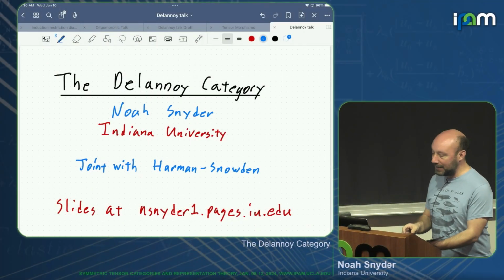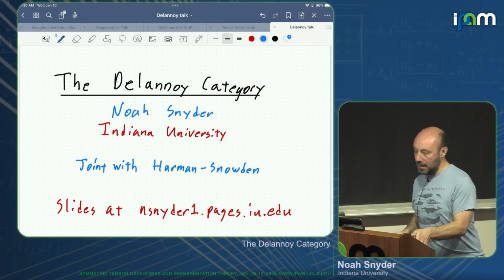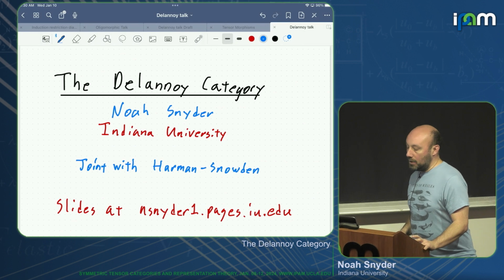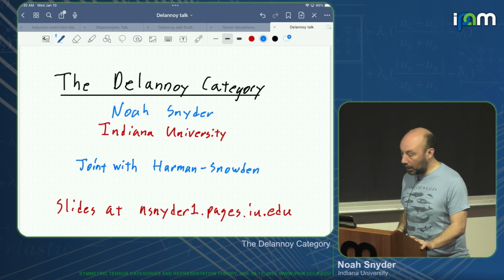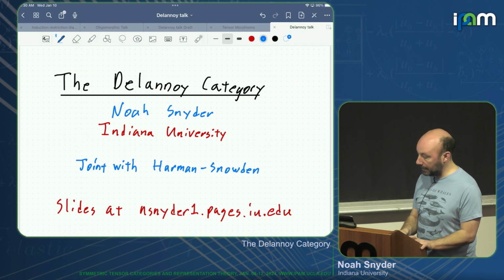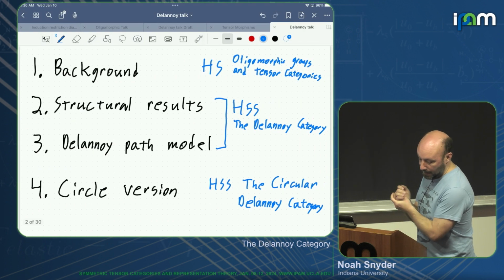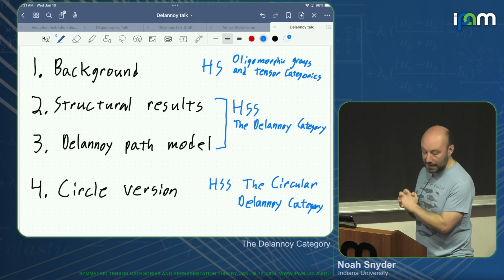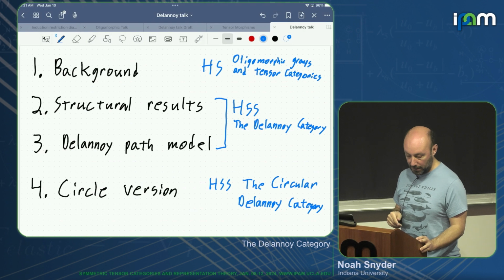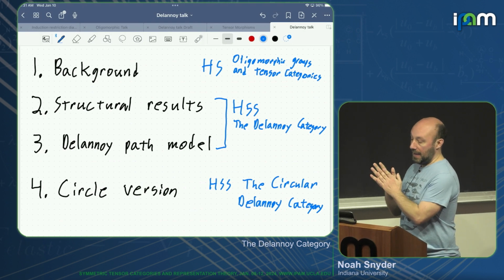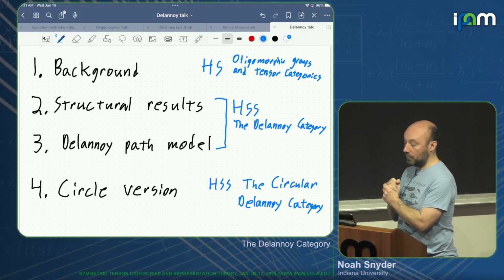So I'm going to tell you about the Delannoy category. This is the example that Andrew mentioned right at the end of his talk. And I'm going to tell you a lot about this example. So I'm going to start with some background, just reminding you some stuff from Andrew's talk in a little bit more detail. And then I'm going to tell you a lot about this one example.